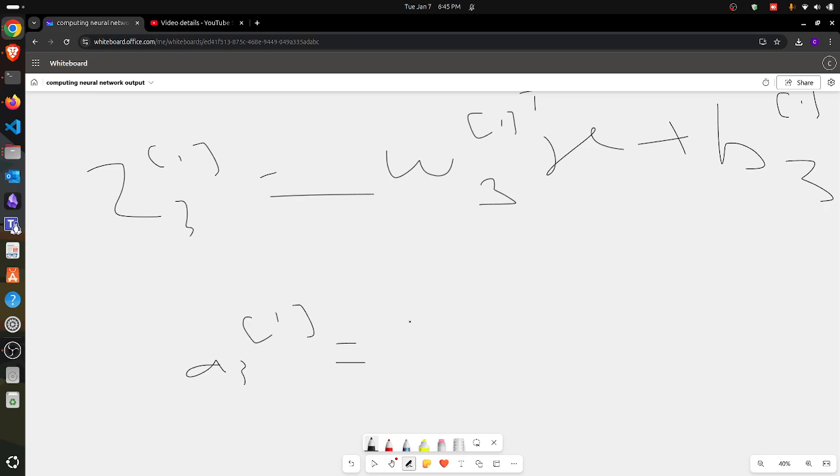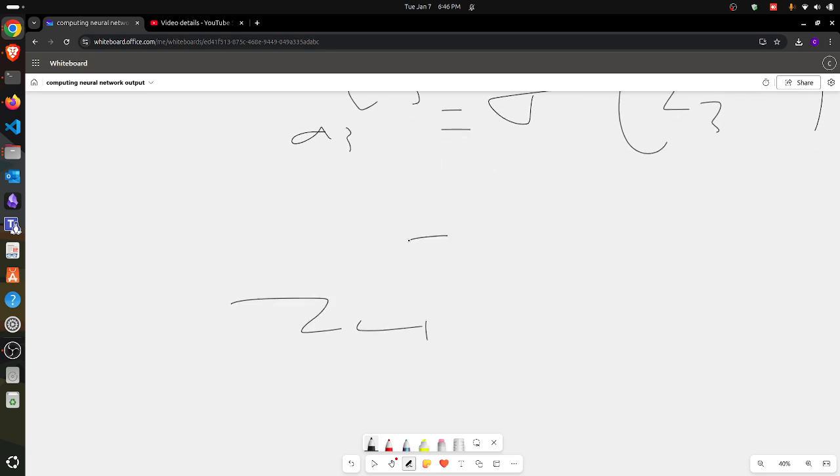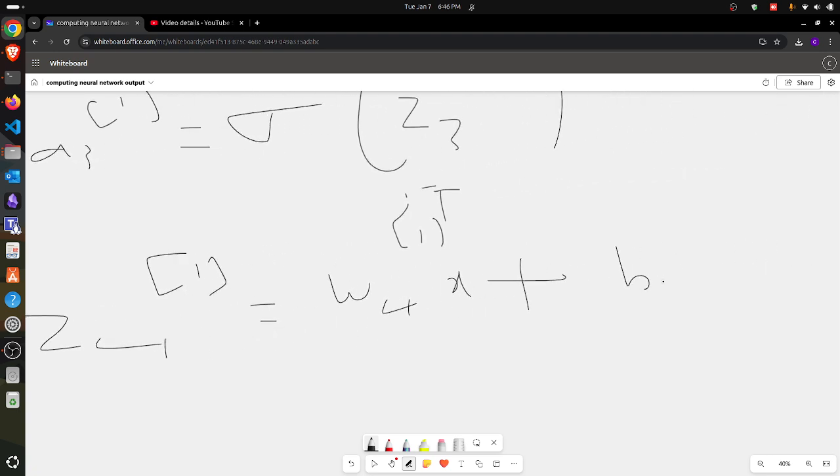So keep track of these notations, alright guys. So Z3 of 1, then we're going to have Z4 of the 1, which will equal W4 of the 1 transpose of X plus B4, and then our a4 of the one is equal to z4 of the one.